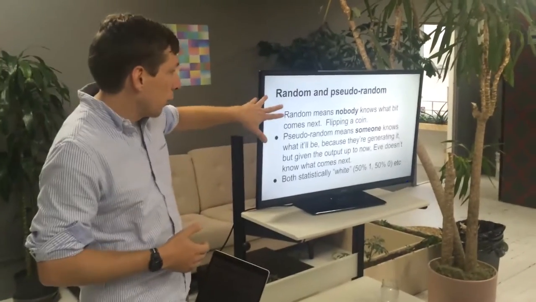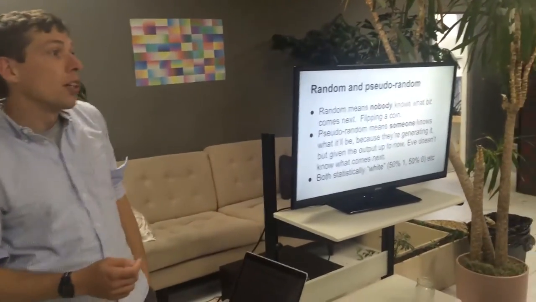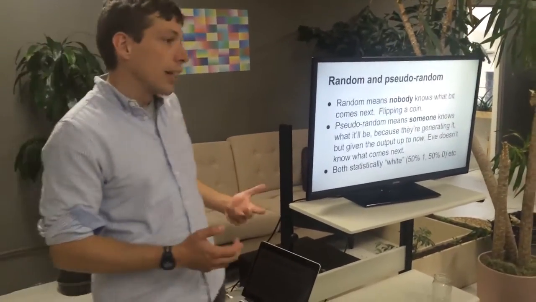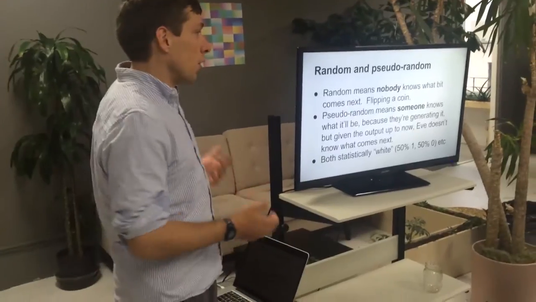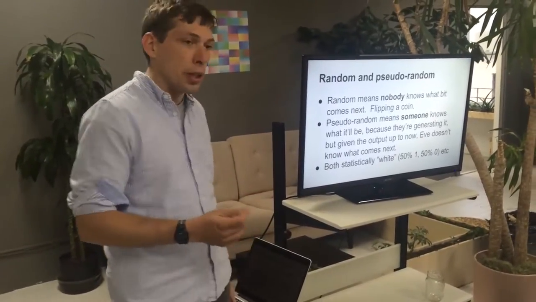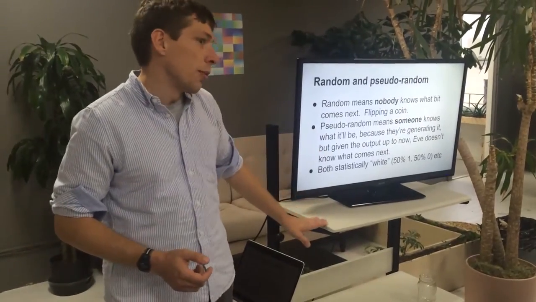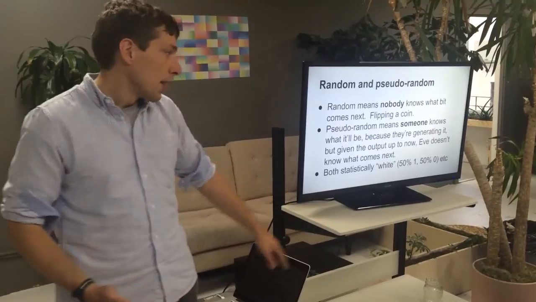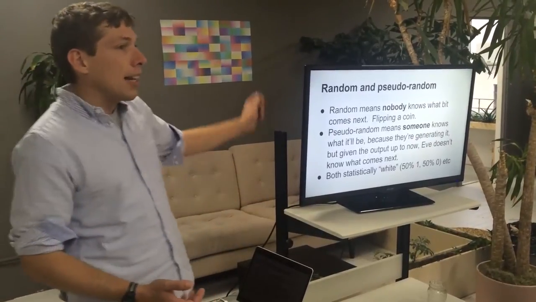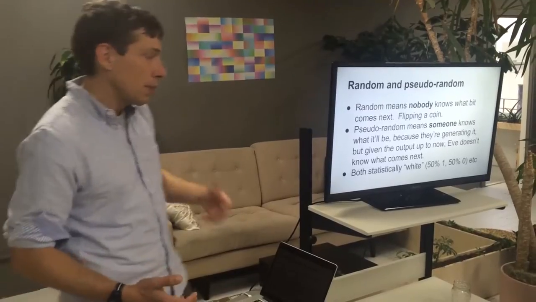I want to clarify random and pseudo-random. Random in the case of cryptography means nobody knows what's coming next. You have a random sequence and you look backwards, it's like flipping a coin, and there's no way to tell which bit comes next. Pseudo-random, however, means someone knows what's coming next. It's calculated. But given the past ones and zeros, you can't figure out what's next if it's good pseudo-random.